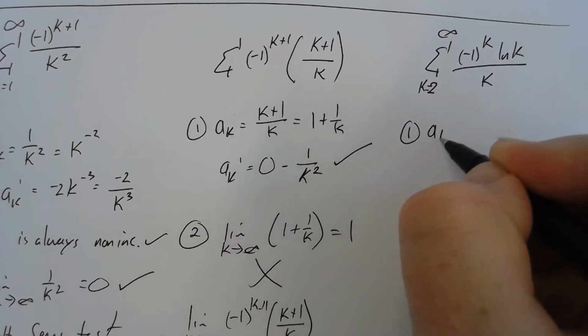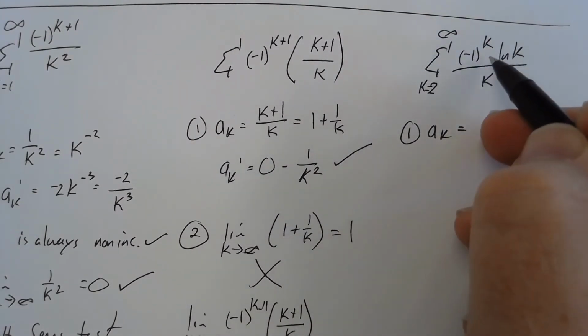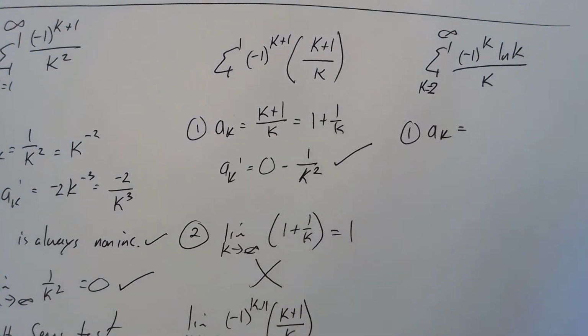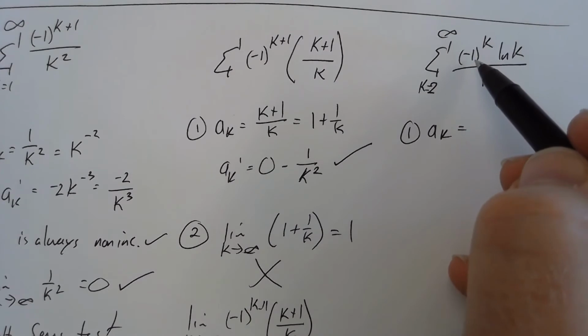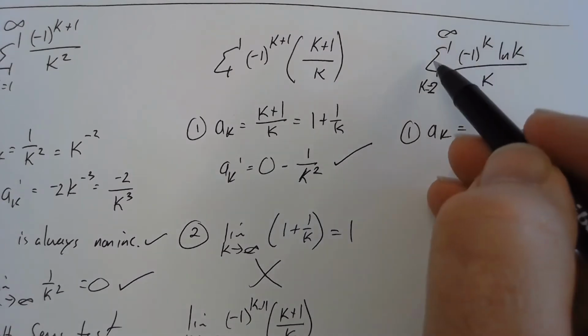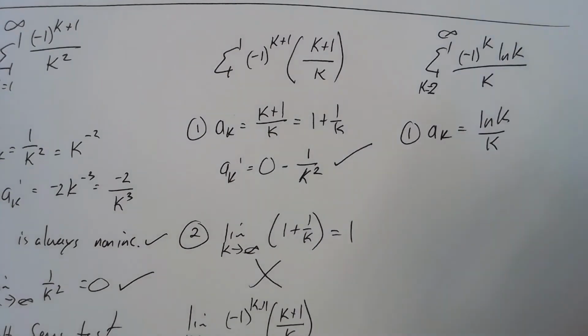I'm going to go ahead and have k equals 2. Now notice that it's negative 1 to the power of just k this time. Again, that doesn't change how we behave or how we treat this. That negative 1 to the power of some form of k is going to be moved off to the side, and I'm going to have my a sub k be natural log of k over k.